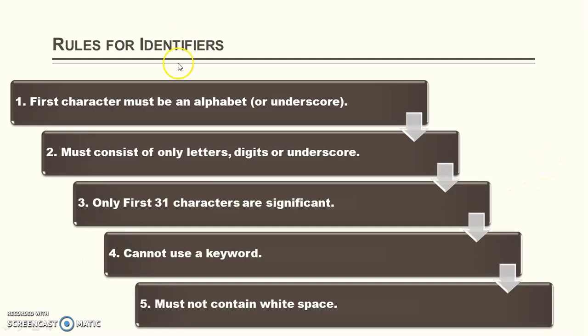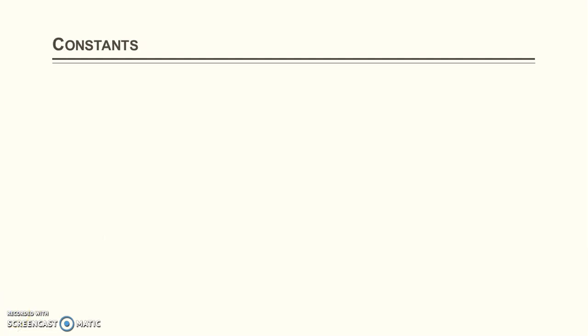Here are some rules to define an identifier. The first character must be an alphabet or underscore. It can only contain letters, digits and underscore. Only the first 31 characters are significant. Reserved keywords cannot be used as identifiers, and it must not contain any white space. Now let's discuss the constant.